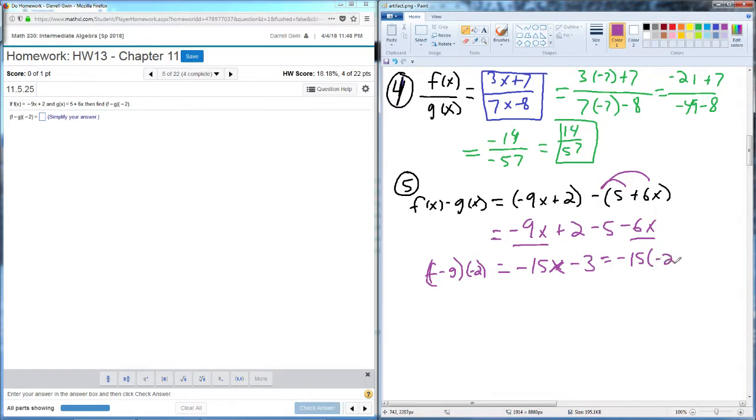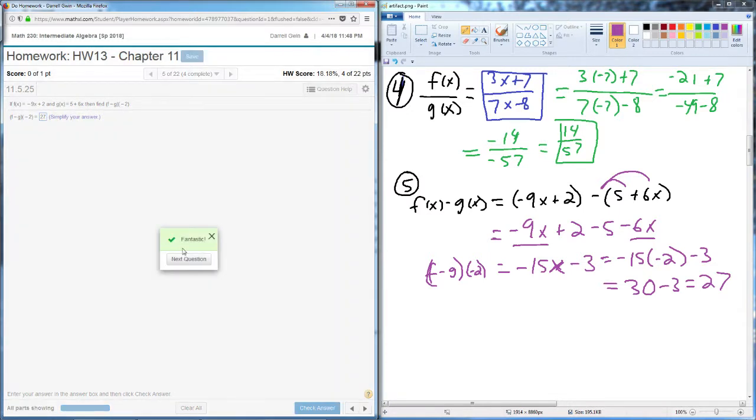Negative 15 times negative 2. Well, negative times negative is a positive, in this case 30. And 30 minus 3 is 27. Now to find out if the answer is right. Yep. What is this? Okay.